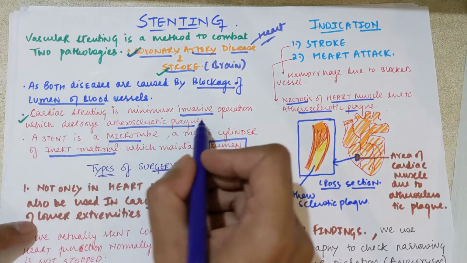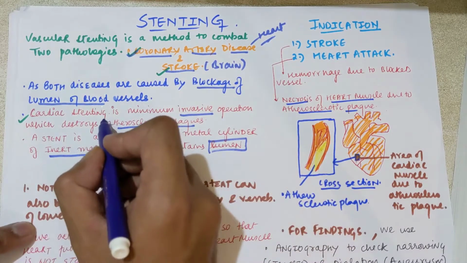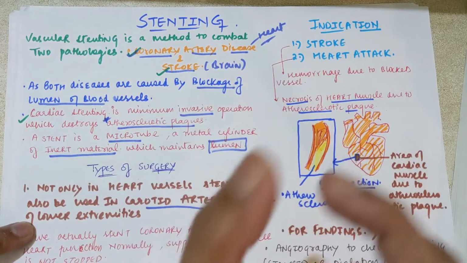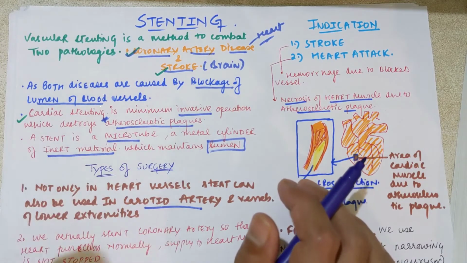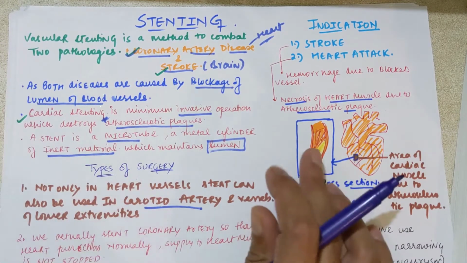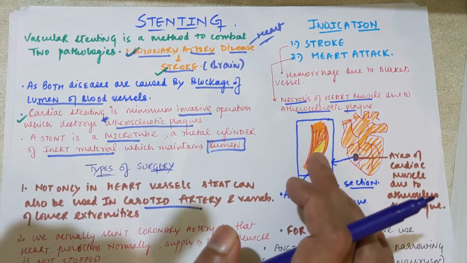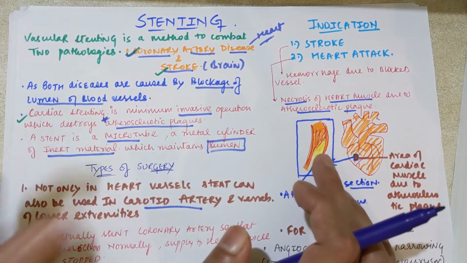Okay, cardiac stenting is a minimally invasive operation which treats the atherosclerotic plaques, as I told you. And what is a stent? A stent is just like a microtube, like a cylinder shape, which is inserted by a catheter inside the lumen of the blood vessels. Where the area of the blood vessel is narrowed due to the plaque deposition, that is widened by this stent.